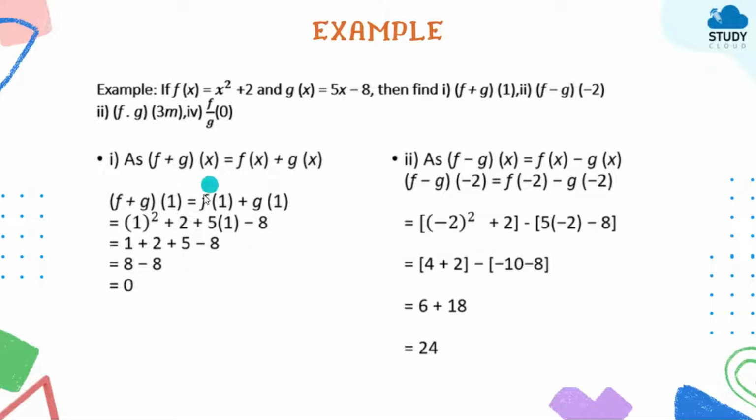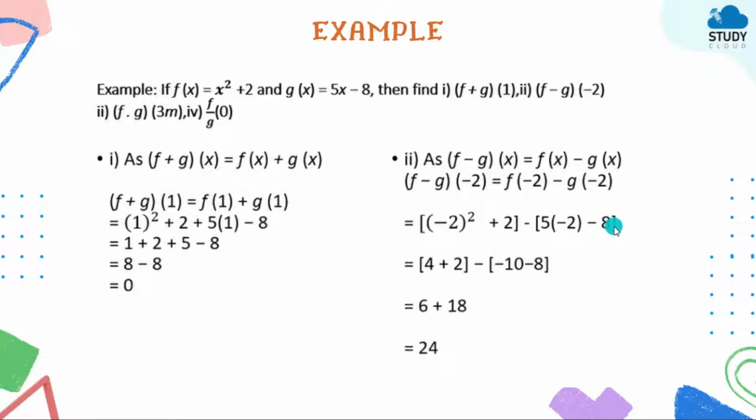See here, in place of x, everywhere now, we will put 1. Substitute the value as 1. So f(x) becomes f(1), g(x) becomes g(1). f(1) means you will use this function, but in place of x we put 1. So 1 square, because here you have x square, 1 square plus 2, plus g(x) is 5x minus 8. So 5 into 1 minus 8. When you open up these brackets, you will get 7 minus 8, which is equal to minus 1. As simple as that.